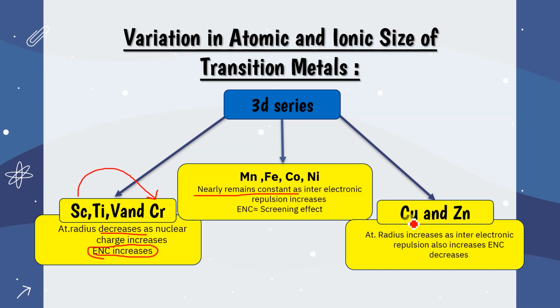But if you check copper to zinc, then again, effective nuclear charge will decrease, that is, the screening effect will become much greater with respect to effective nuclear charge, and hence the atomic radii will increase, because electronic repulsion increases. Got it? So scandium to chromium it decreases, manganese to nickel it remains almost constant, copper to zinc it increases.